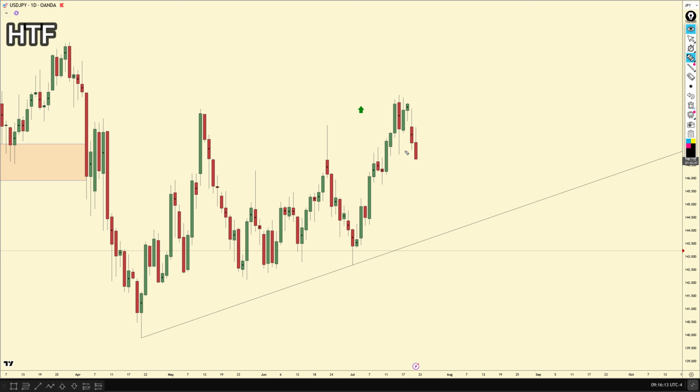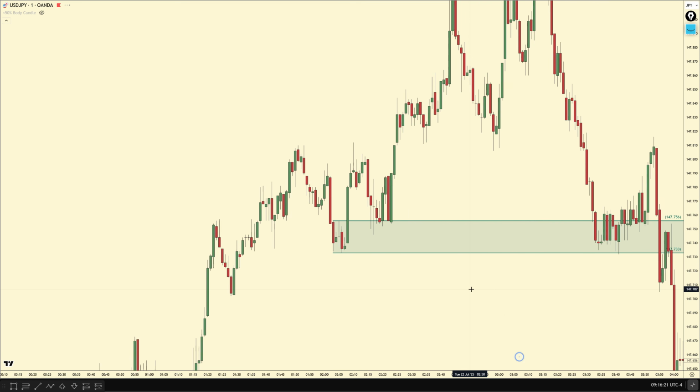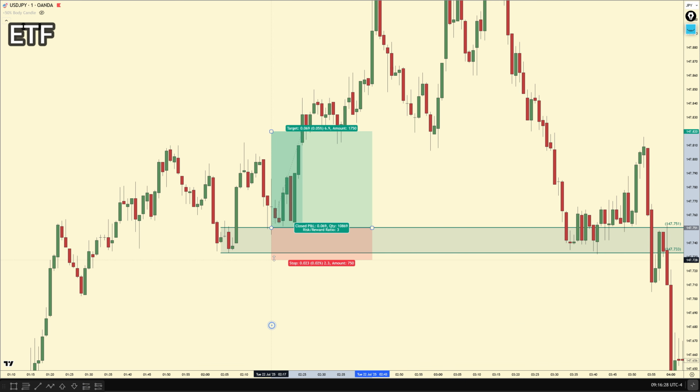Why? Because based off the rules, we have a higher time frame trend, and this is a daily chart. Our entry time frame would be a 1 hour chart. Let's say we had this 1 hour demand zone right here. It's a little bit big. Let's say we had this zone here with our risk to reward tool like this.